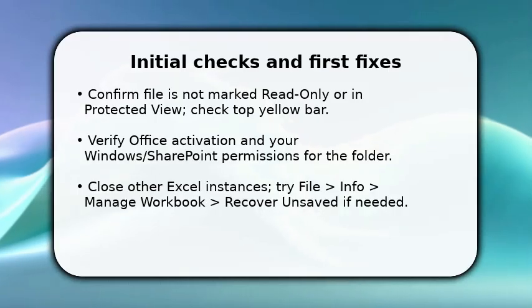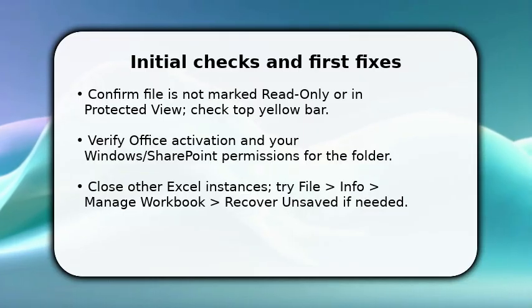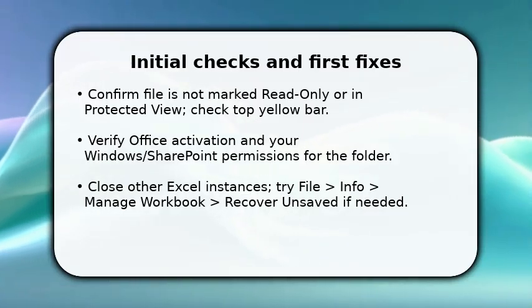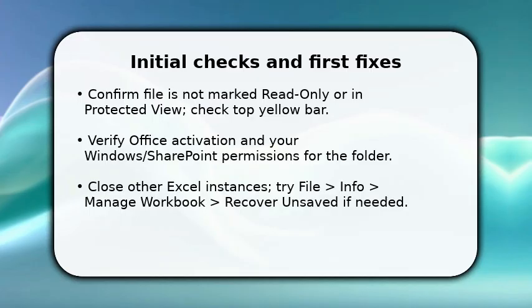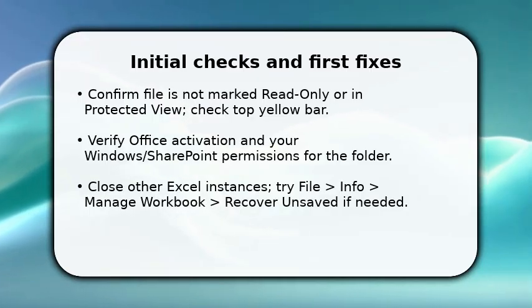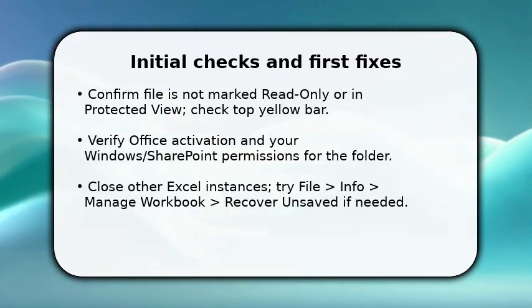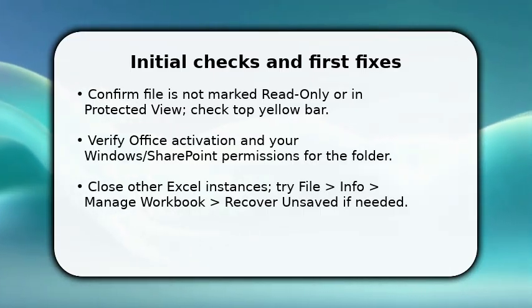You start by removing obvious barriers. Check the yellow Protected View banner and click Enable Editing if present. Make sure the workbook isn't marked Read Only and that you have folder permissions on OneDrive or SharePoint. Once done, confirm Office is activated and no other Excel instance is locking the file.